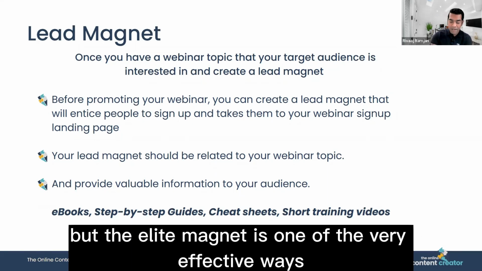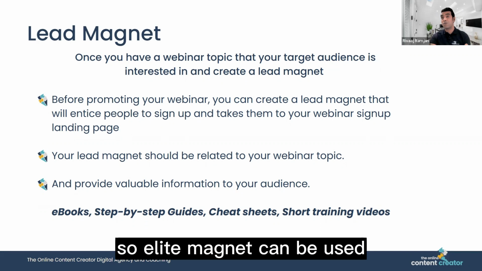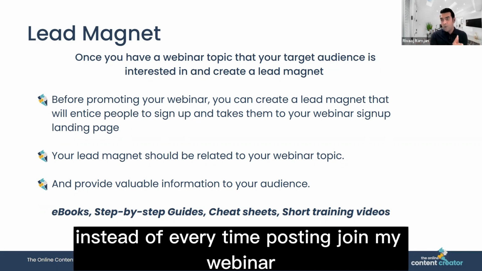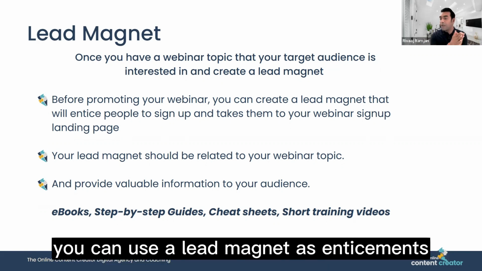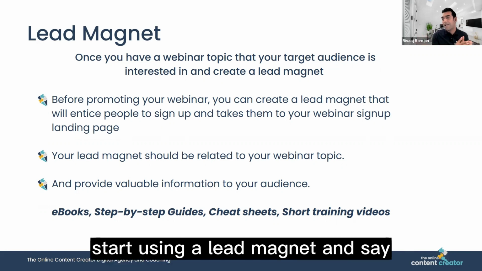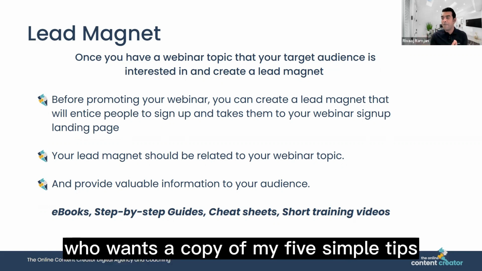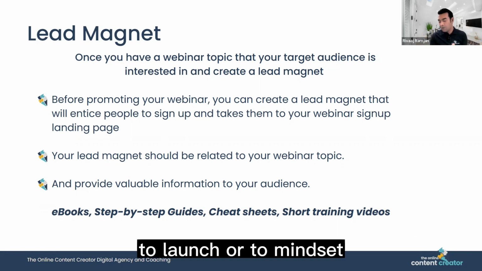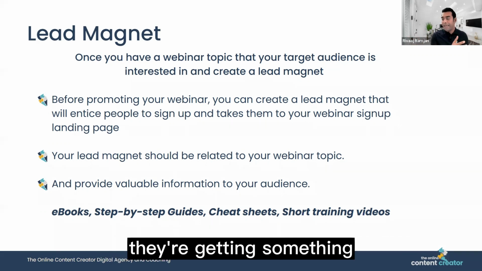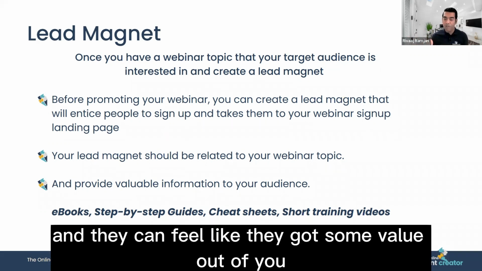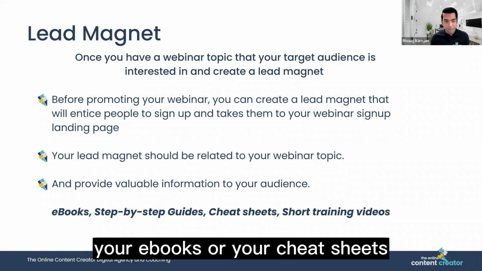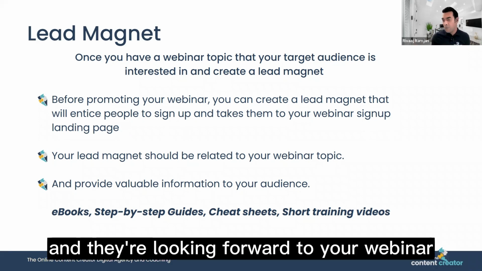As a lead magnet, it's one of the very effective ways. So if you're doing a webinar every single month, instead of posting every time, join my webinar, attend my webinar, you can use a lead magnet as an enticement. So if you're doing a webinar at the end of the month, at the start of the month, start using a lead magnet and saying, who wants a copy of my 5 simple tips to launch or to mindset? Let them download that. They'll get directed to the landing page. They're getting something, and they can feel they got some value out of you, and they get some time to read your value, your ebooks or your cheat sheets, and they're looking forward to your webinar.